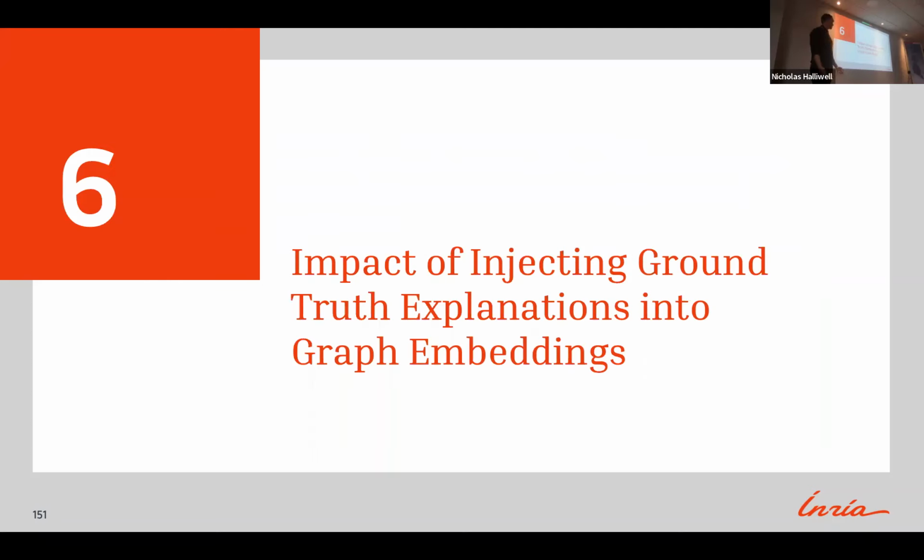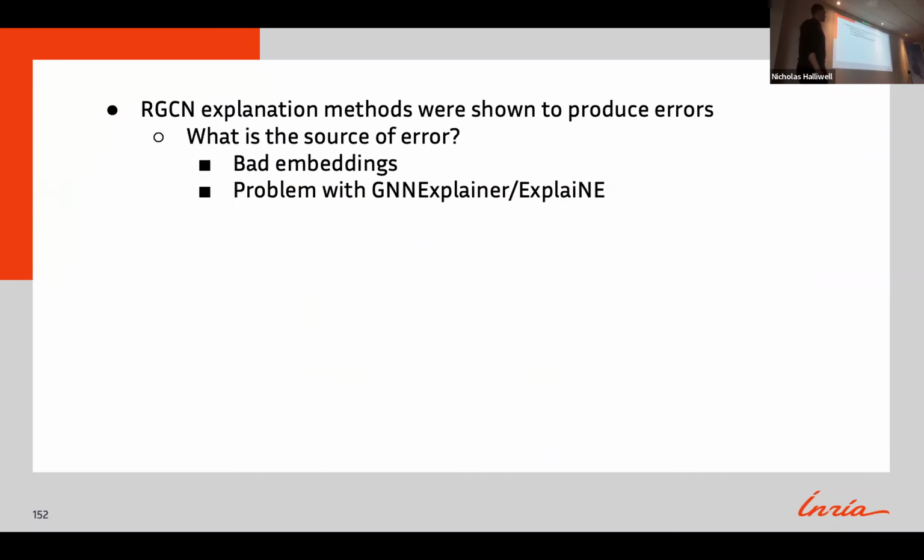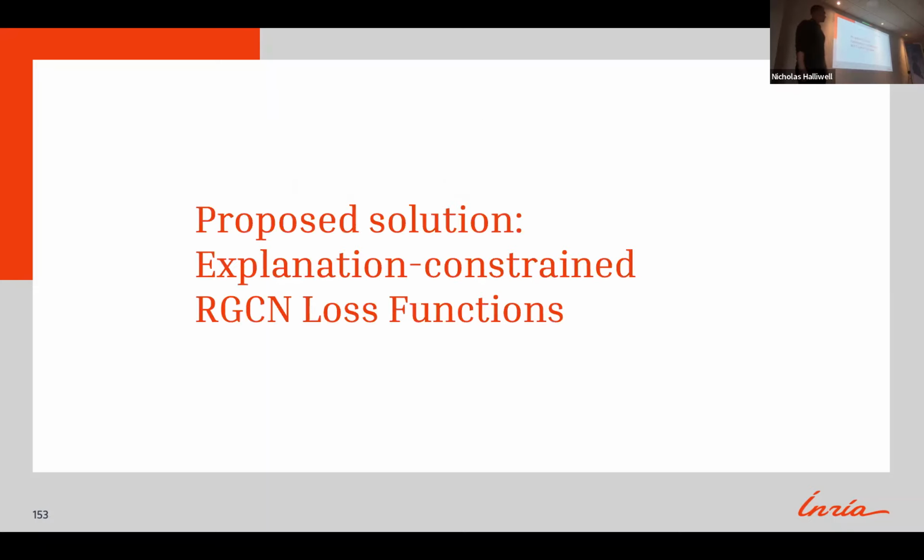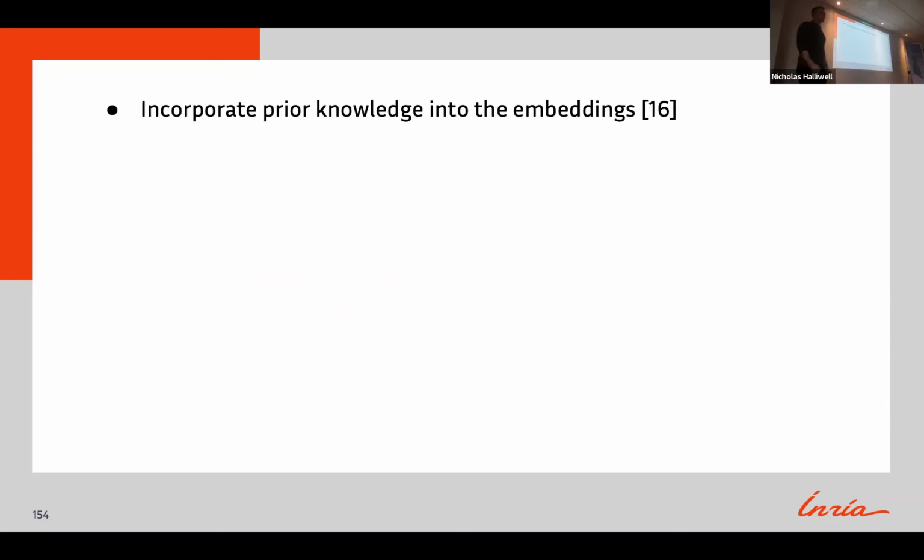So in this section, we discuss just that, the impact of injecting ground truth explanations into the RGCN embeddings. As you saw, the explanation methods were shown to produce errors. So one question that stems from that is, when an error occurs, where does it come from? Is it from the graph embeddings? Maybe they're undertrained, or maybe they're poorly trained, or is there just some inherent flaw with explaining or GNN explainer? So our proposed solution is to further constrain the loss function of these RGCNs and then incorporate this prior knowledge of the ground truth explanations into the embeddings.